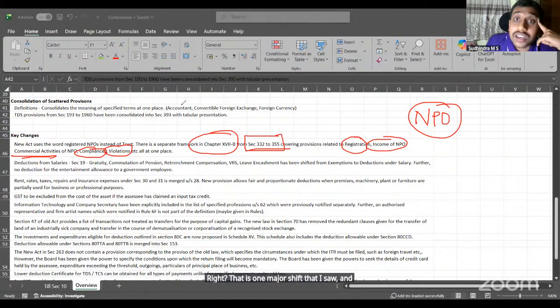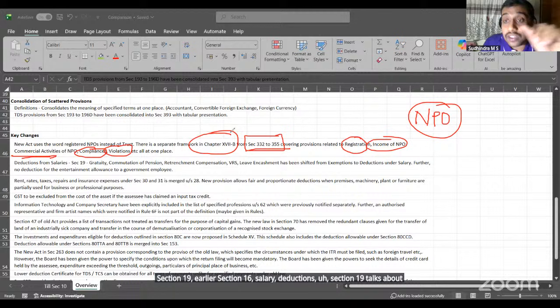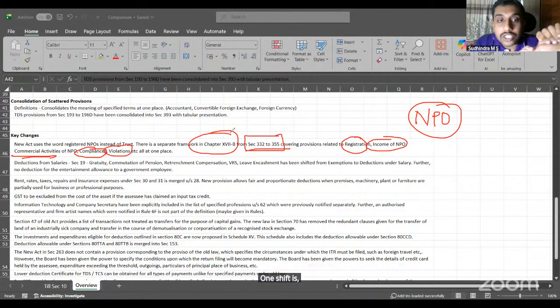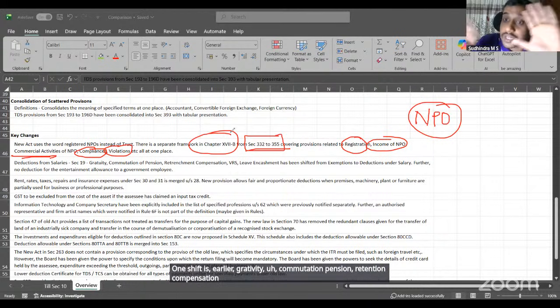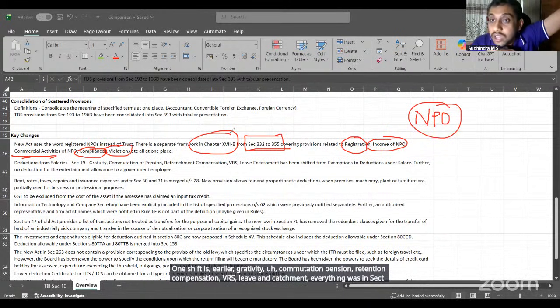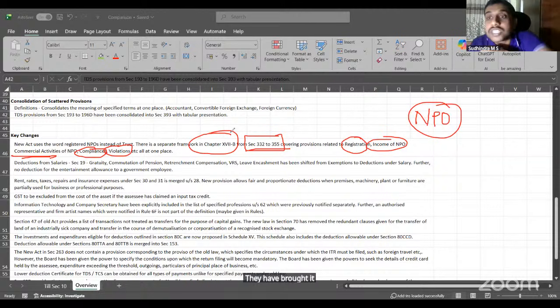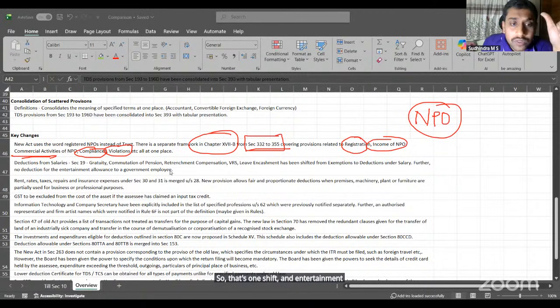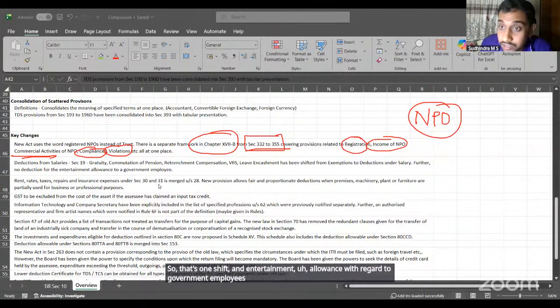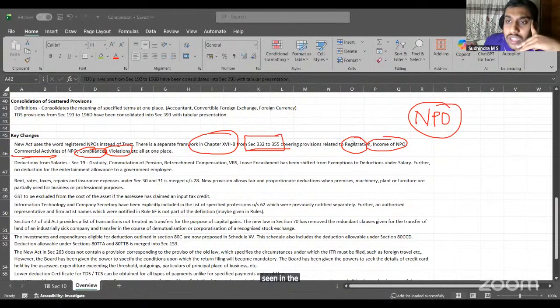And section 19, earlier section 16, salary deductions. Section 19 talks about deductions with regard to salary. One shift is that earlier gratuity, commutation of pension, retrenchment compensation, VRS, leave encashment, everything was in section 10 exemptions. They have brought them into deductions under section 19. So that's one shift. And entertainment allowance with regard to government employees is not seen in the section 19 provisions. I think that is no more applicable.